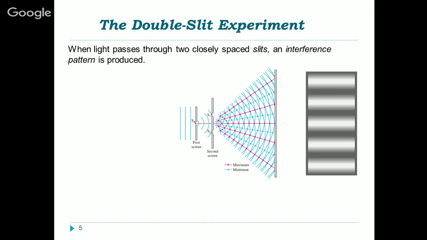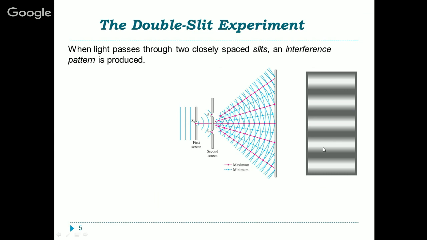So into some experiments dealing with waves, light waves. When light passes through two closely spaced slits, what we see is an interference pattern. So here we have a beam of light. If it travels through one slit, it would go straight, and we would see a focused dot of light here on this screen. However, if the light can pass through two different slits, what we see is this pattern here that develops.